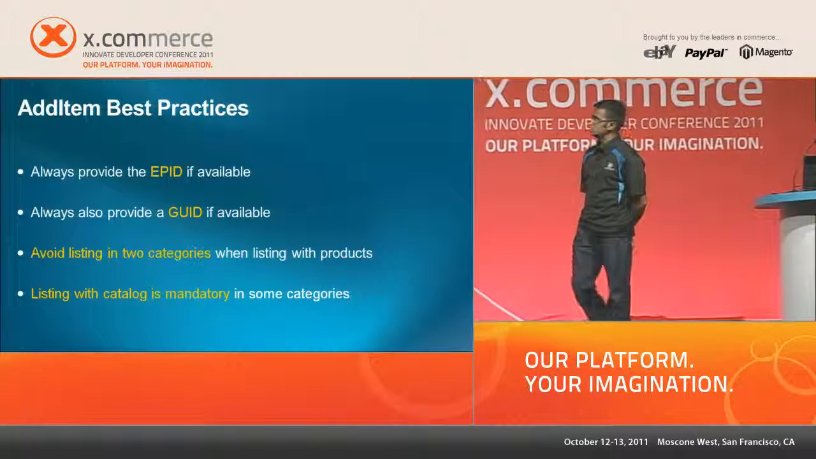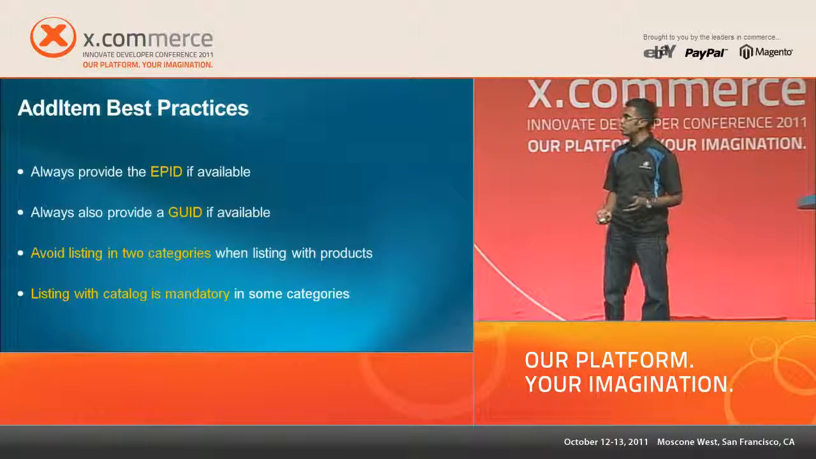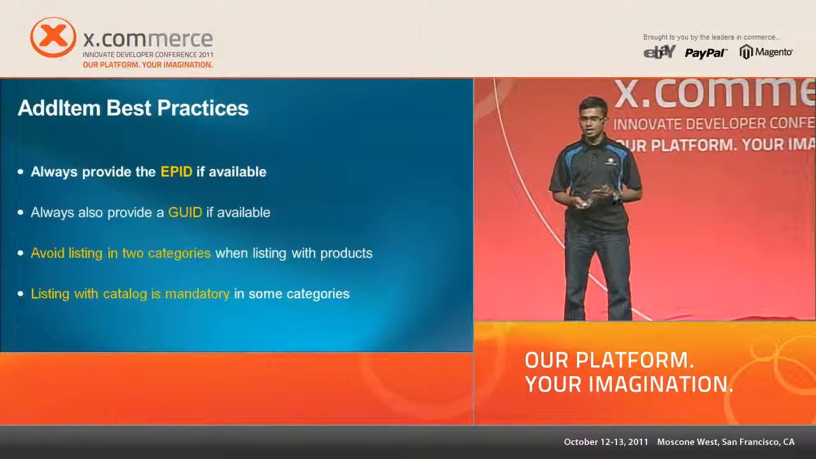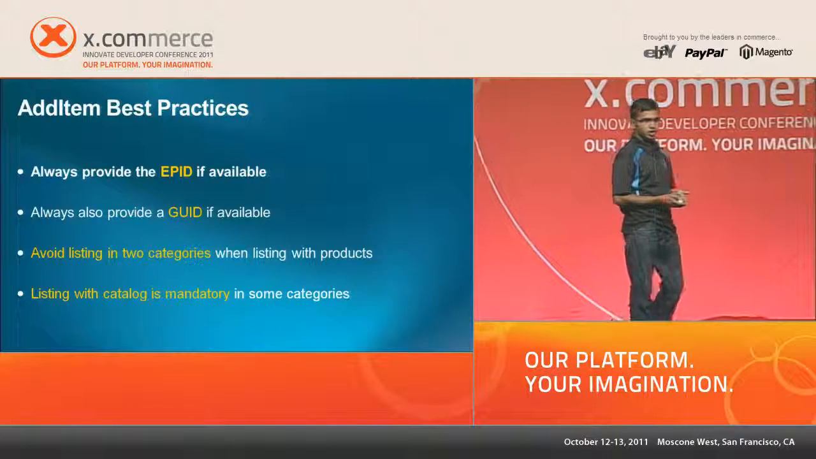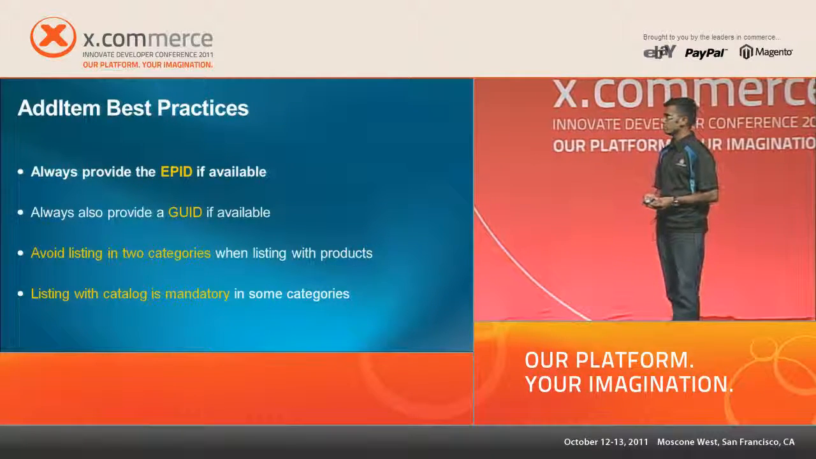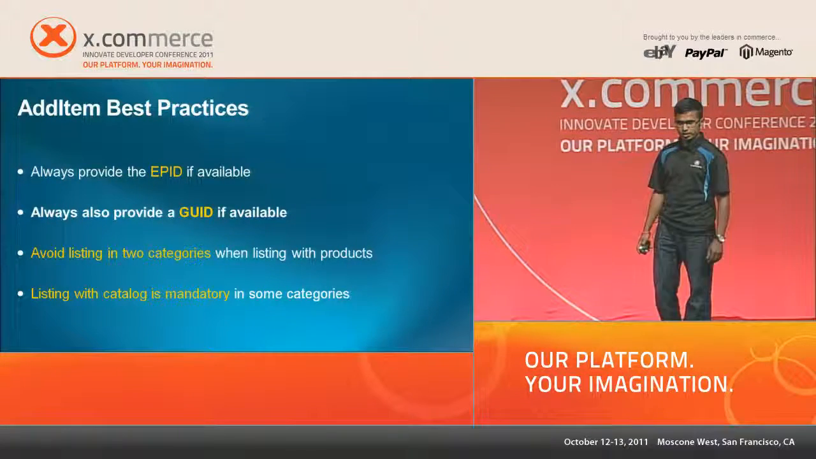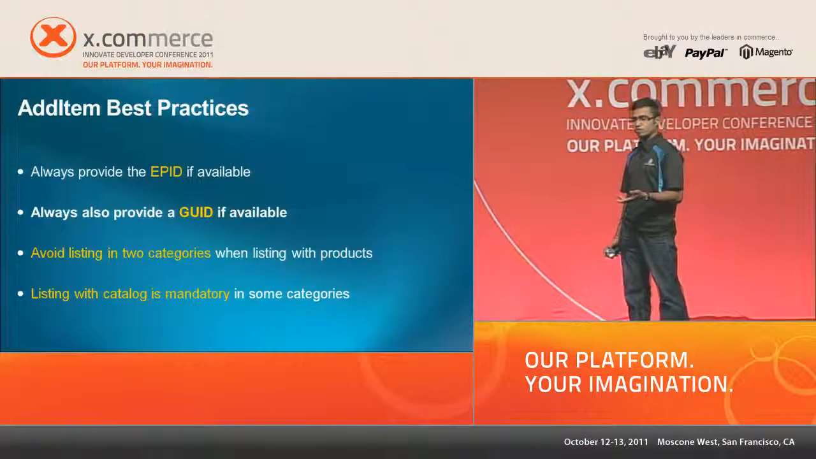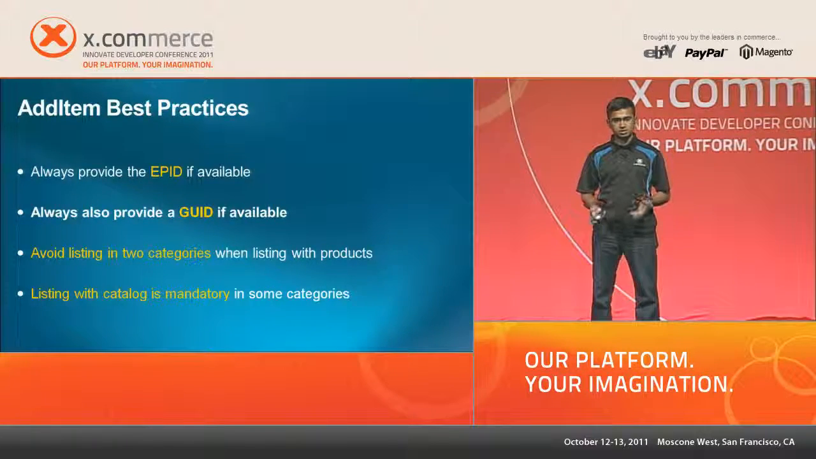Some of the best practices when listing with products using the Add Item API: always provide the EPID whenever you have it. Like I said before, EPID is the most unambiguous way to uniquely identify a product in our catalog. So whenever you have an EPID, it's always a good idea to use the EPID as the number one preference. You're also recommended to pass in a GUID or a global unique ID for a product such as a UPC or ISBN, even if you have the EPID. Or sometimes even if the category is not even catalog enabled, it's always a good idea to pass in the global ID because you get more search exposure.